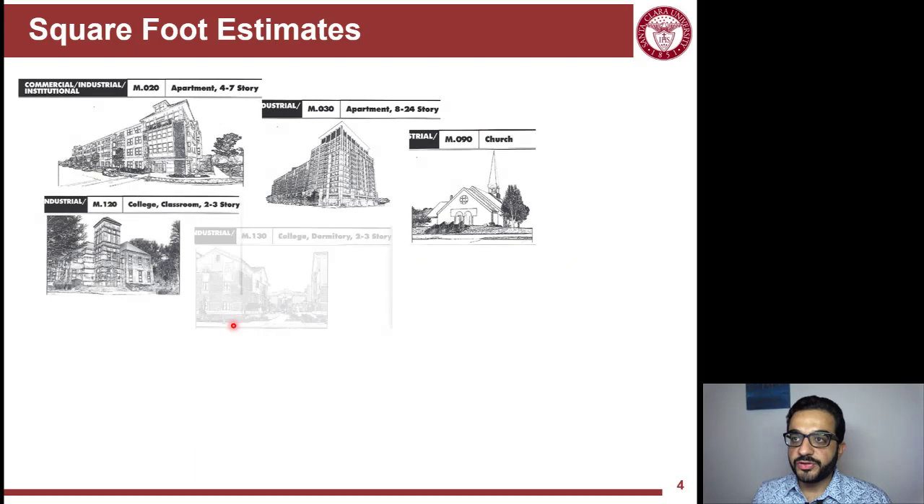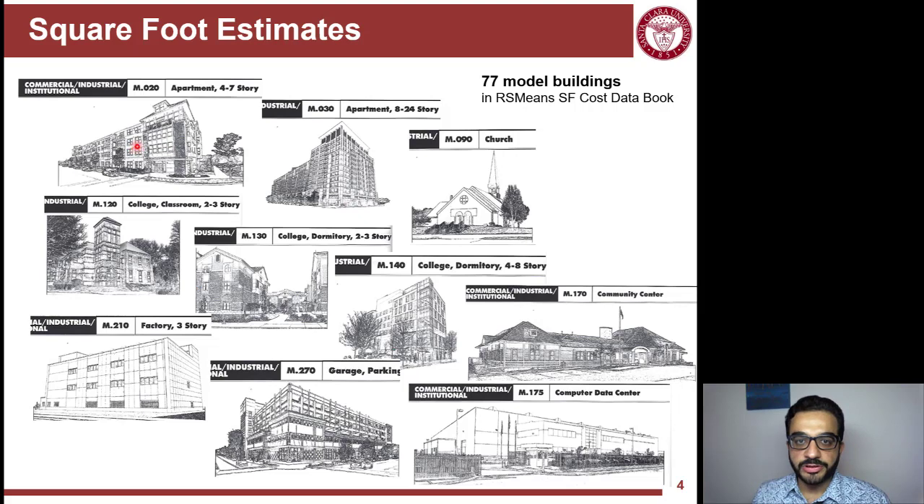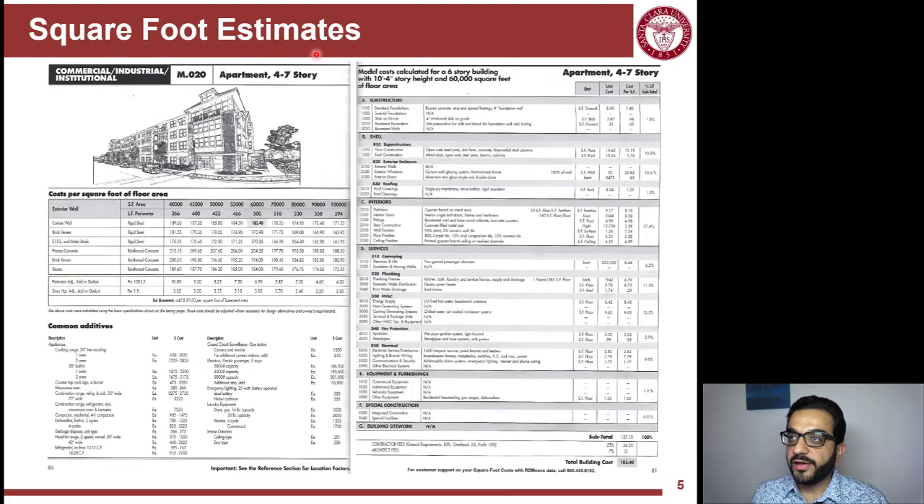The RS Means square foot book has different pages. These pages are organized by different models of buildings. You can see the code here, M09140. They're organized by different classes of buildings. There are college buildings, community centers, computer data centers, different types of buildings. For every one, you have two pages. One is a cover sheet that shows you the big overall numbers of different cases. The second page shows you an example calculation of one of these numbers.